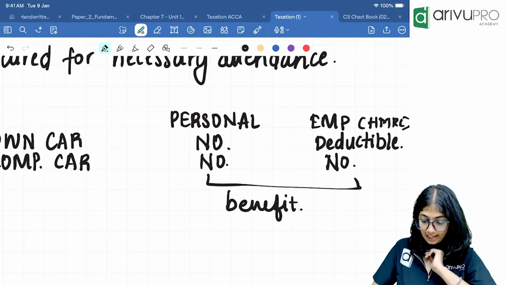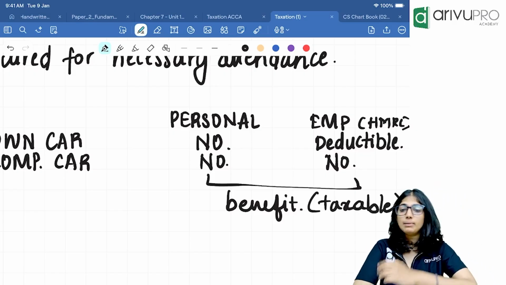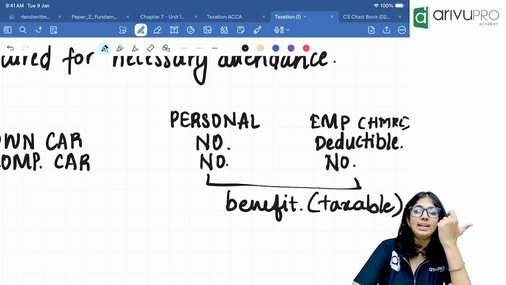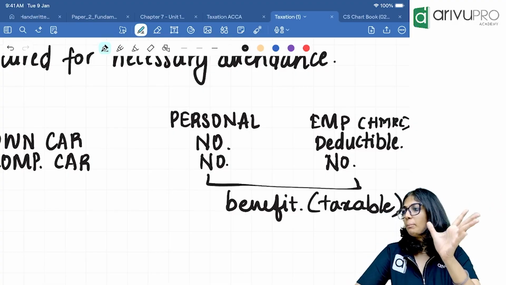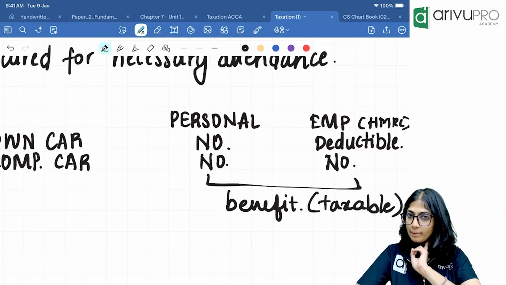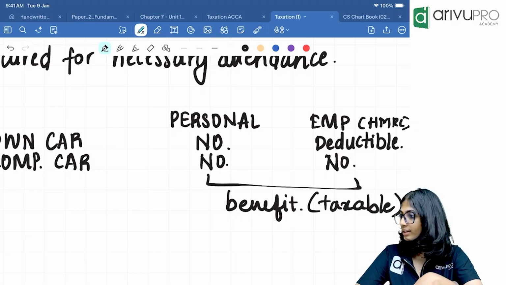Employment benefit, and it is taxable. It's a taxable benefit, both personal and employment. The company provided the car for you. You are using it for personal use. You are using it for employment also. It is a taxable benefit that you're getting.